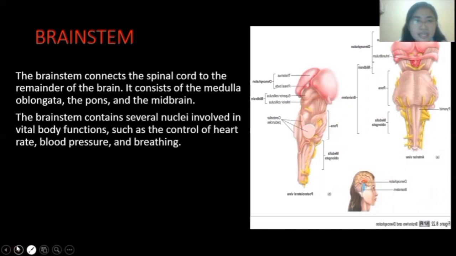And lastly, the brainstem. The brainstem connects the spinal cord to the remainder of the brain. It consists of the medulla oblongata, the pons, and the midbrain. The brainstem contains several nuclei involved in vital body function, such as the control of the heart rate, blood pressure, and breathing.